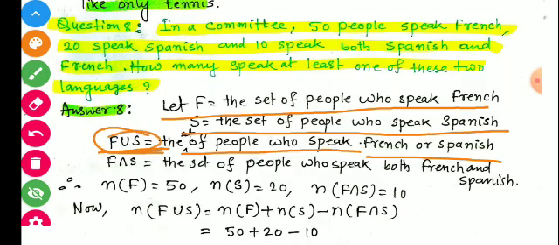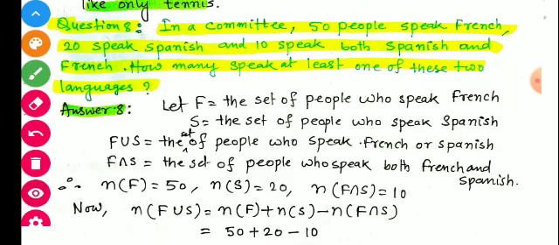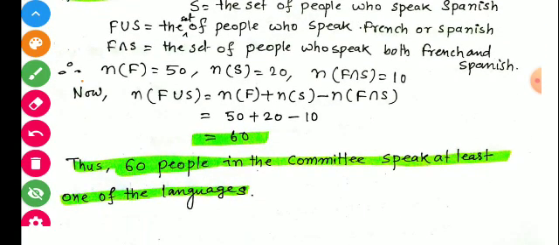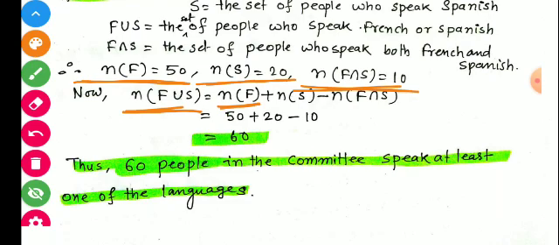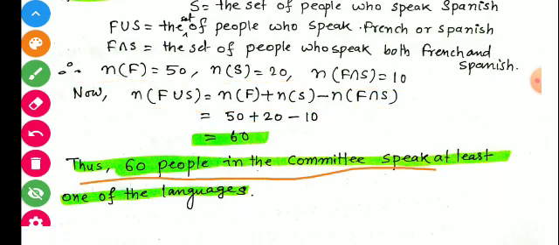This is the F union S set, and F intersection S means the set of people who speak both Spanish and French. In the given question, n of F is 50, n of S is 20, and n of F intersection S is 10. So n of F union S equals n of F plus n of S minus n of F intersection S. This gives us 50 plus 20 minus 10 equals 60. So 60 people in the committee speak at least one of the languages.